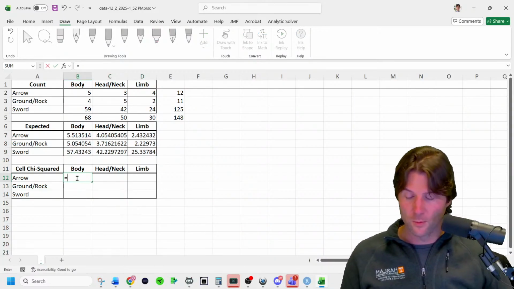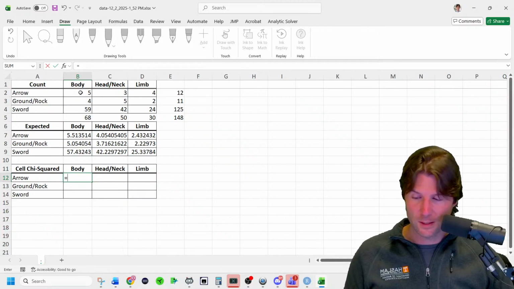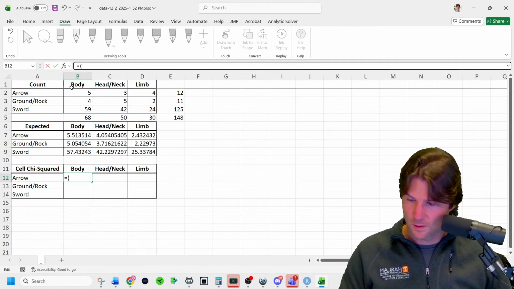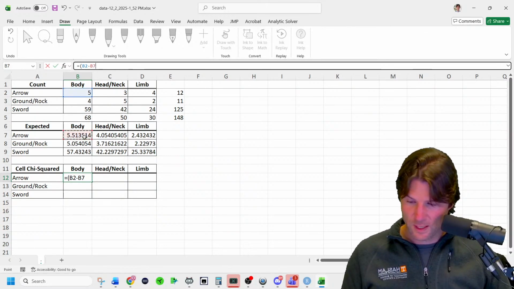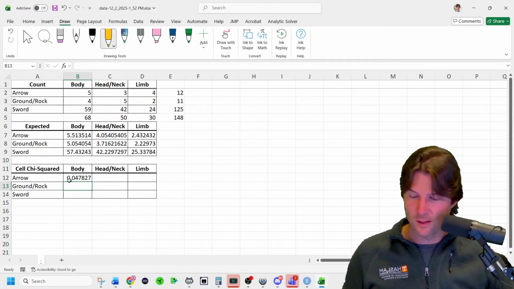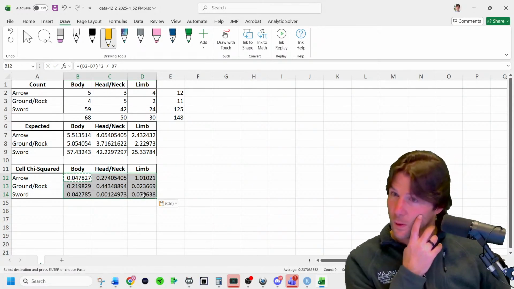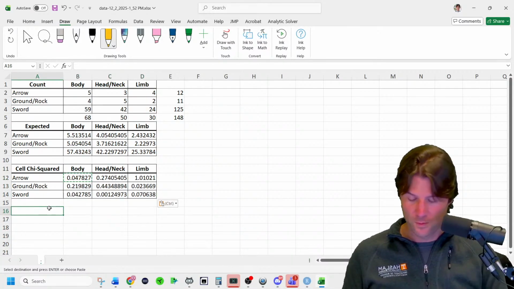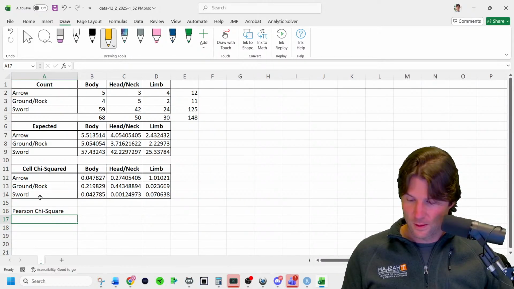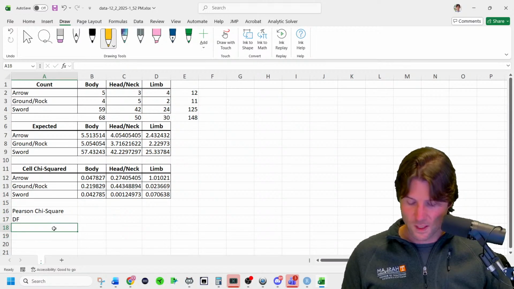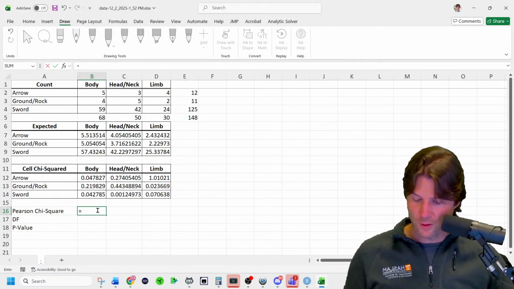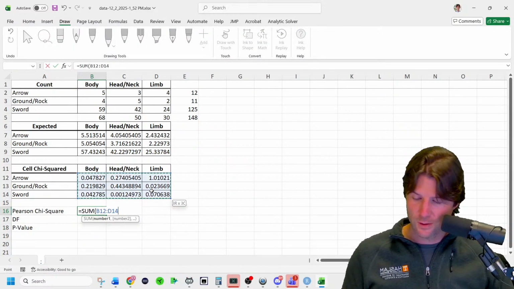Now we go here and we do observed minus expected squared over expected. So equals, let's put it in parentheses, observed minus expected quantity squared over expected, and that's the value. So here's all the cell chi-squareds right there. And now what do we need to do? Pearson chi-squared test statistic. So the Pearson chi-squared, and then we need our degrees of freedom, and then we need our p-value. So the Pearson chi-squared test statistic is equal to the sum of all the cell chi-squareds.